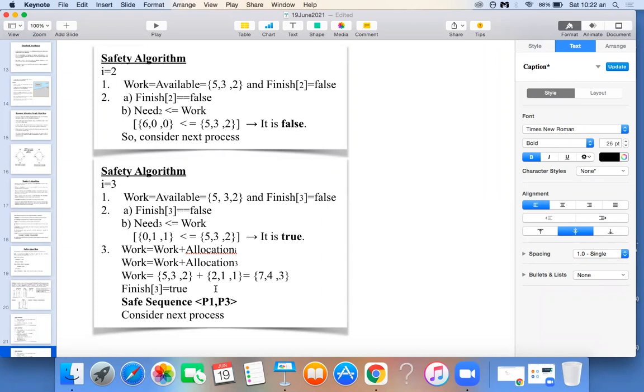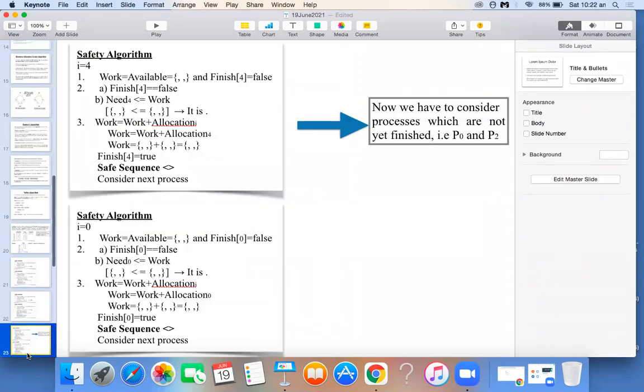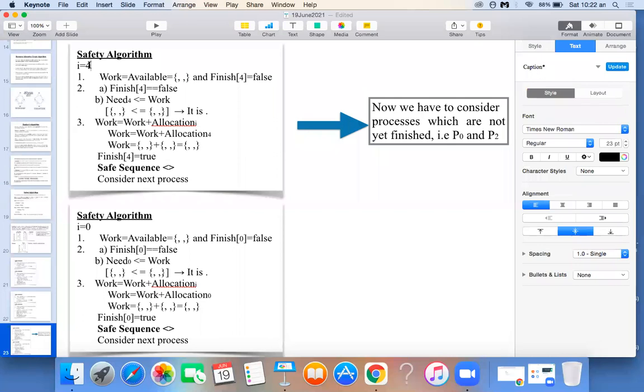Okay. Fine. Next, what we have to do? Repeat the same procedure. Consider the next process. Okay. Right. I will move to the next slide now. I is equal to 4. So I is equal to 4.